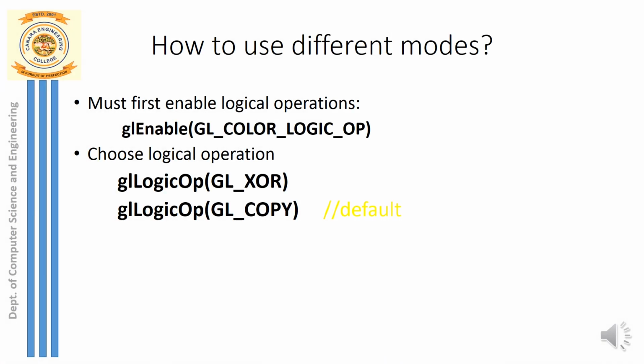Here, let's see how to use these two different modes. First, we always have to enable this before we use the mode. The OpenGL function for enabling is glEnable followed by GL_COLOR_LOGIC_OP. So GL underscore color underscore logic underscore operation. This is the OpenGL function to enable the logic operation. And once you enable the logic operation, you are ready to use the mode.